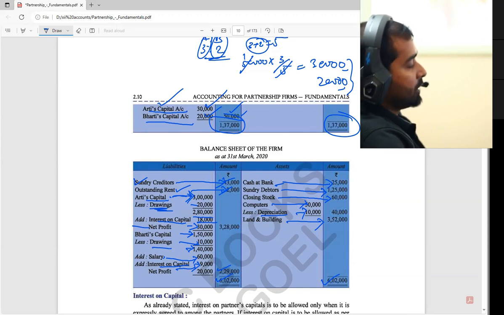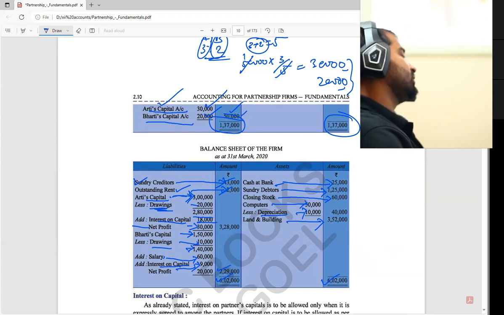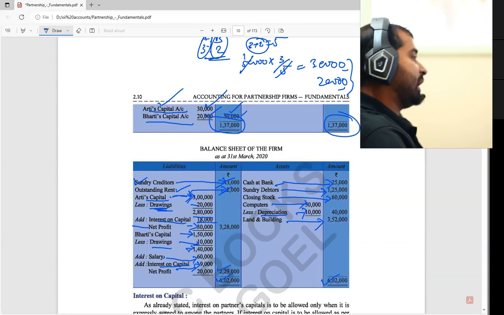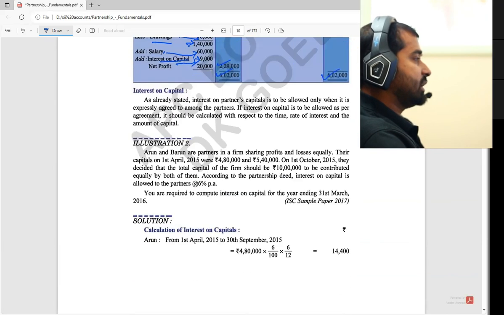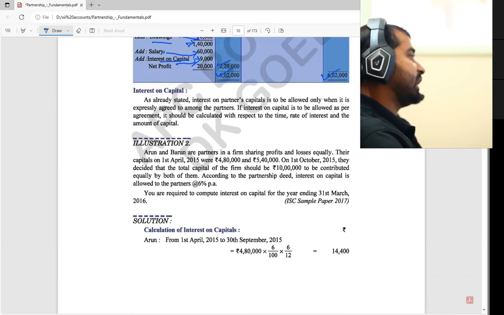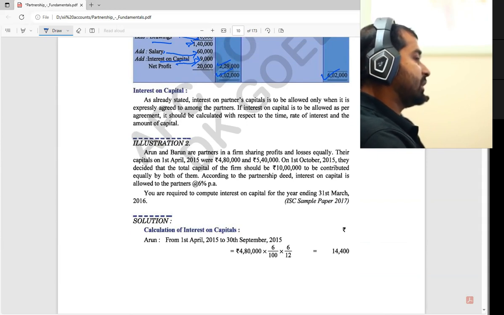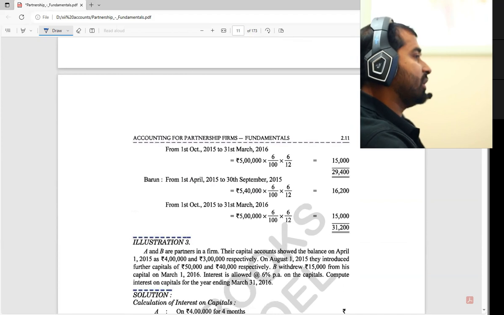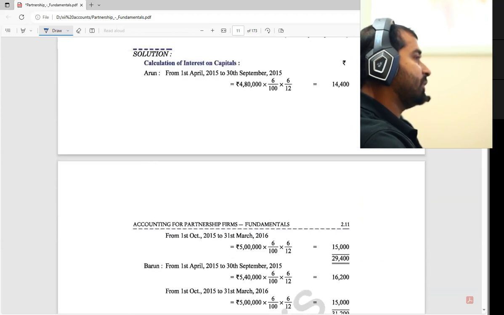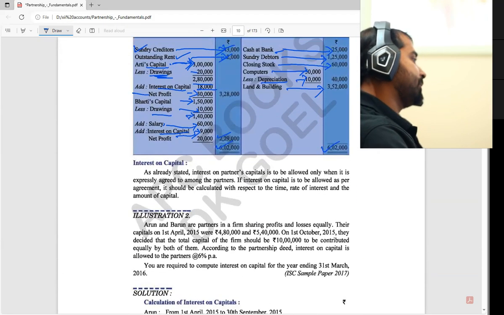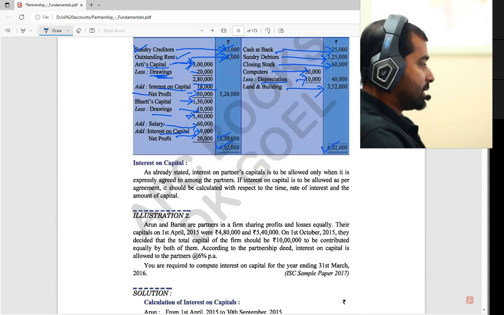So this is the balance sheet. Three things we have seen: trading and profit and loss account, profit and loss appropriation account, and balance sheet. Clear? So how to make the balance sheet by using the profit and loss appropriation account is also an important part for you, so that you directly add or subtract from the capital of the concerned partner. Now illustration number one is done.